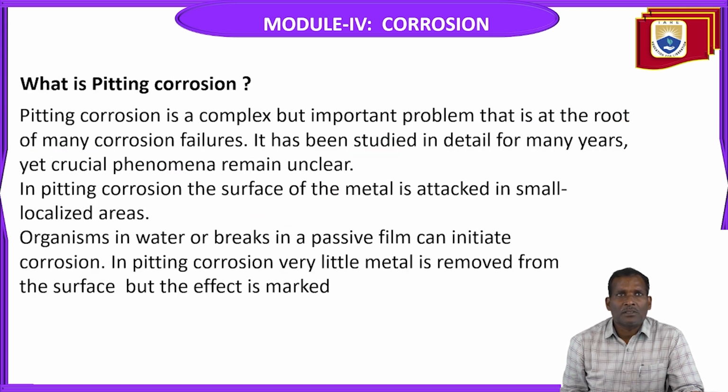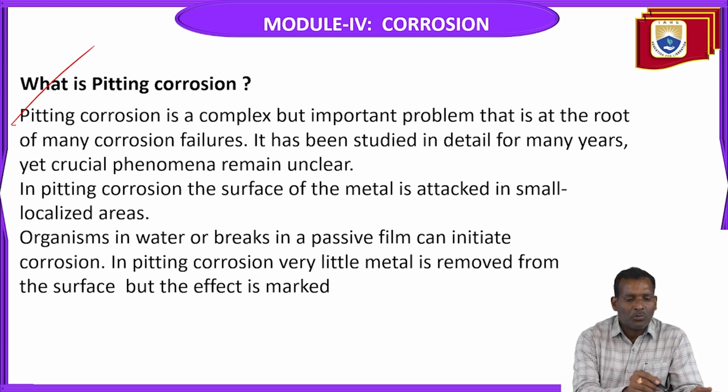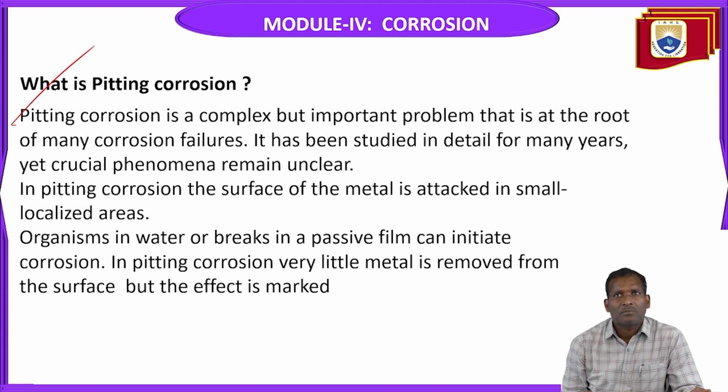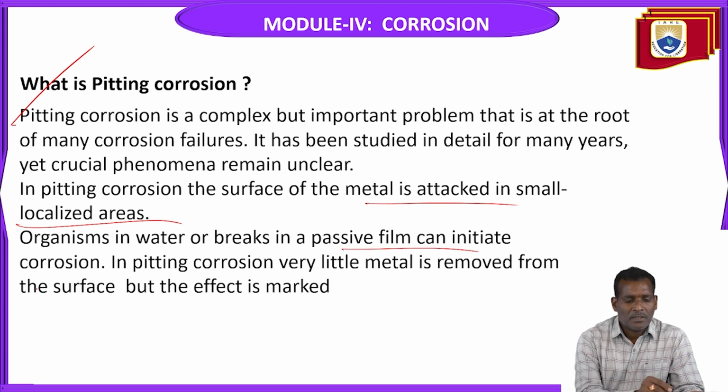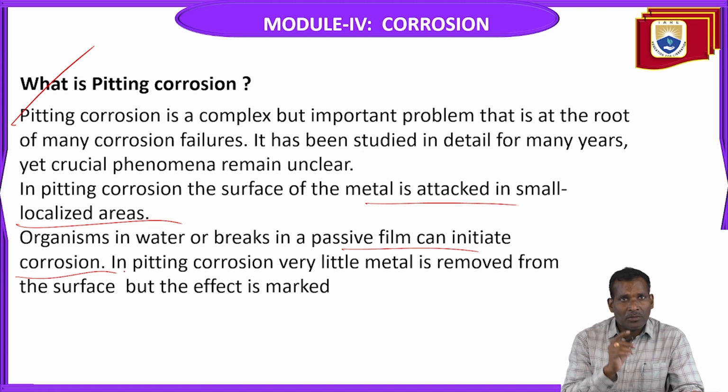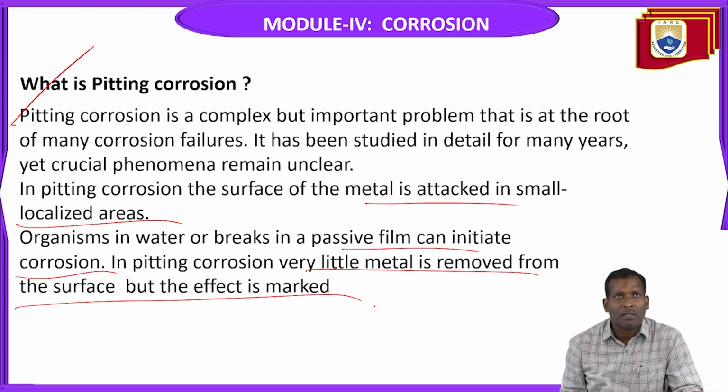Next, what is pitting corrosion? This pitting corrosion also we have studied. It's an important problem at the root of many corrosion failures. In pitting corrosion, what will happen? The surface of the metal is attacked in small localized areas. Organisms in water or breaks in a passive film can initiate corrosion. In pitting corrosion, very little metal is removed from the surface, but the effect is marked.